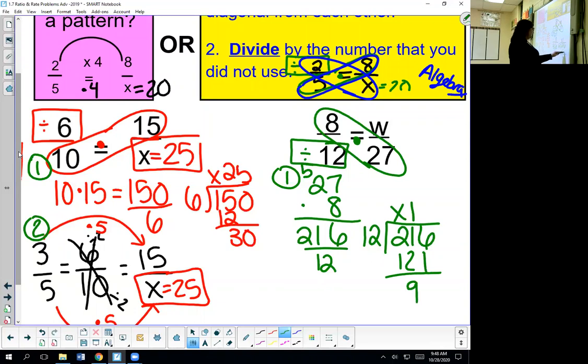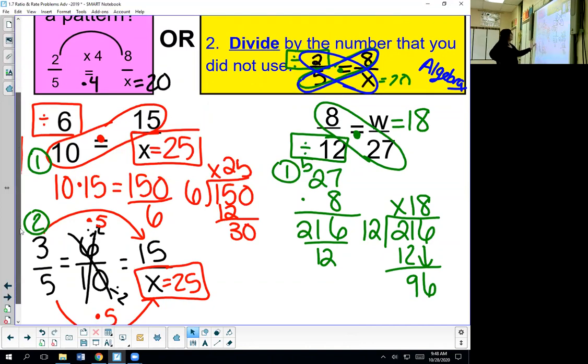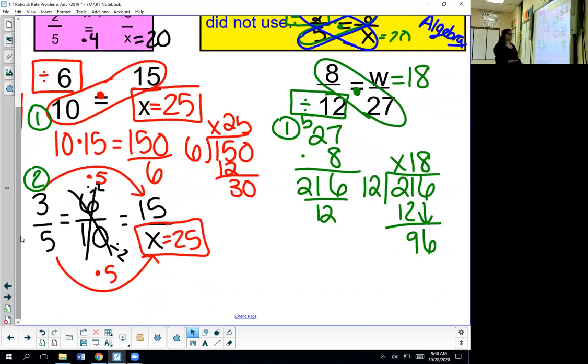9. Bring down the 6, 96 is 8. So the answer here is 18. That's one way to do it. However, you might not want to multiply big numbers like that. So you go, wait, I can simplify this.